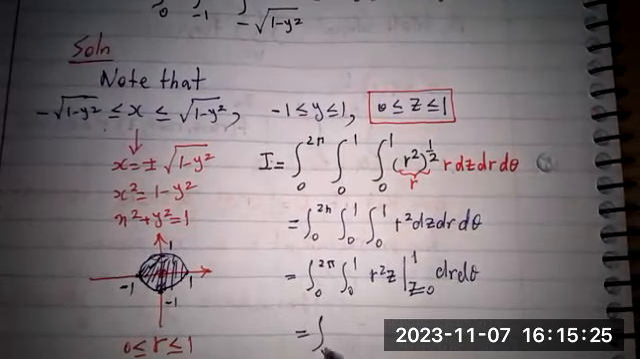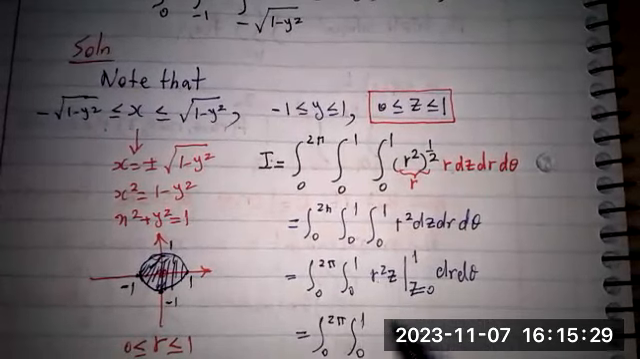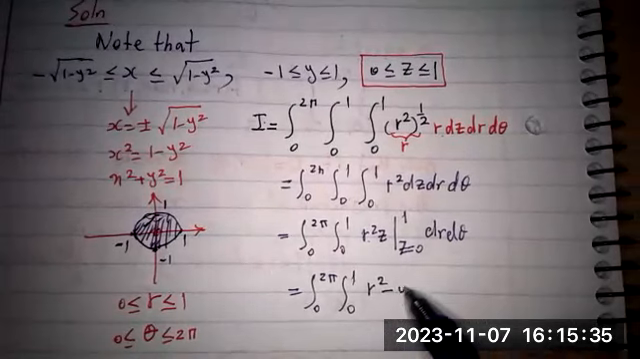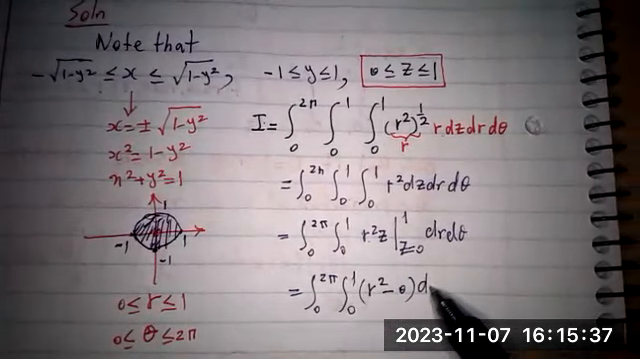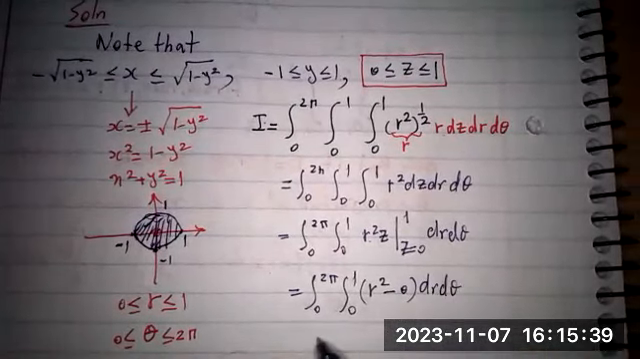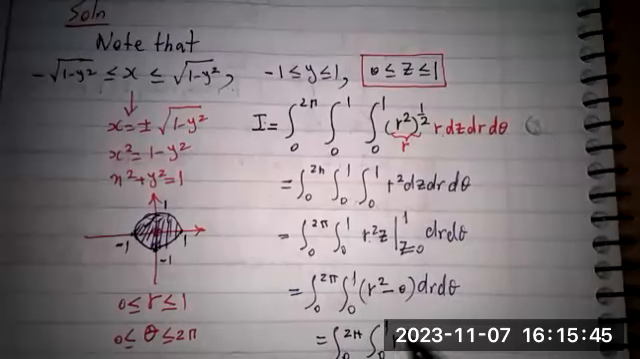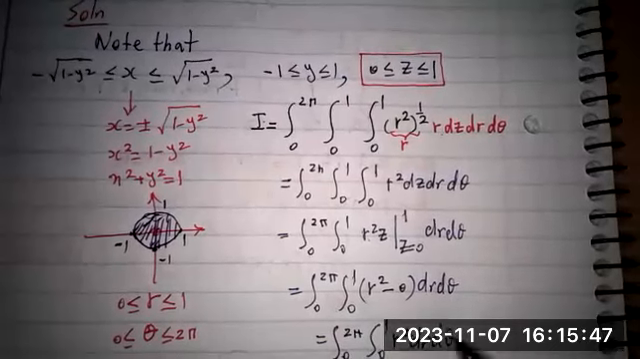So it's going to be 0 to 2 pi, and r from 0 to 1. That will give us r squared only. But it's going to be r dr d theta. I write it down so that you know it's r squared minus 0, then the r dr d theta. So this is simply 0 to 2 pi, 0 to 1. We have only r squared dr d theta.